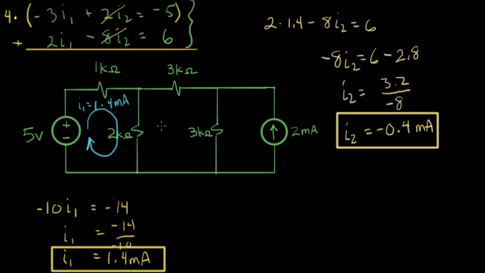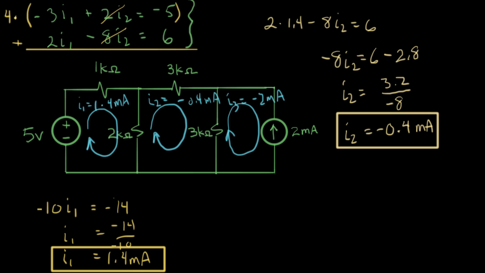So let's put that mesh current in. And our mesh current, that was I2, and that equals minus 0.4 milliamps. And what that means is that the current is flowing in the negative direction. So it's actually flowing this way through these resistors. It's actually flowing in the counterclockwise direction as the positive current. And from before, we already knew I3. I3 equals minus 2 milliamps.